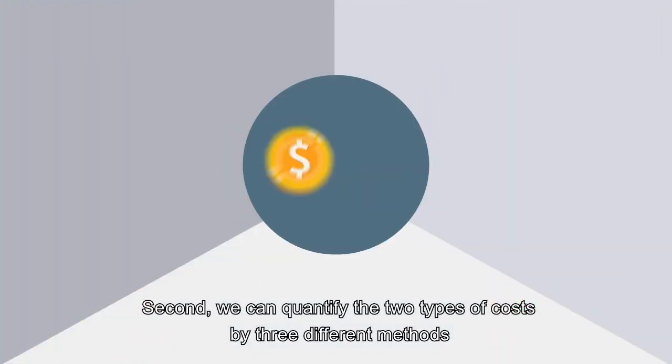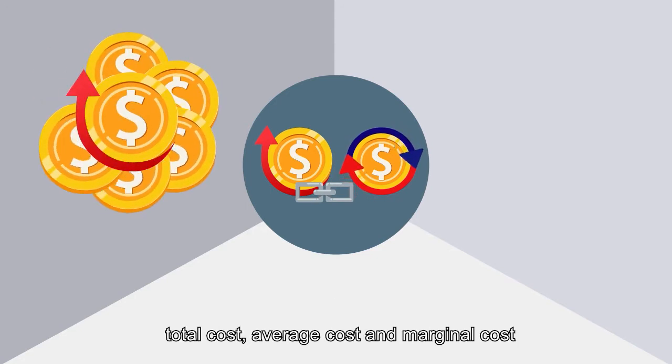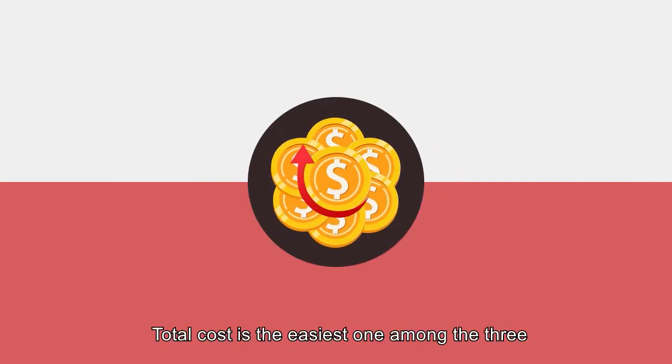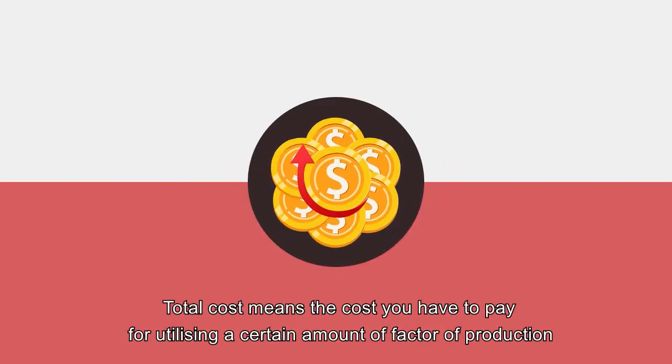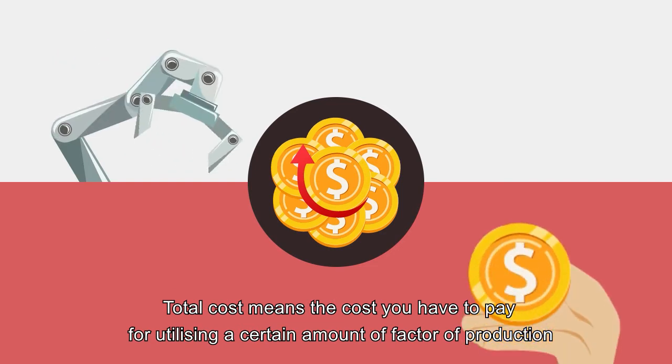Second, we can quantify the two types of costs by three different methods: total cost, average cost, and marginal cost. Total cost. Total cost is the easiest one among the three. Total cost means the cost you have to pay for utilizing a certain amount of factor of production.